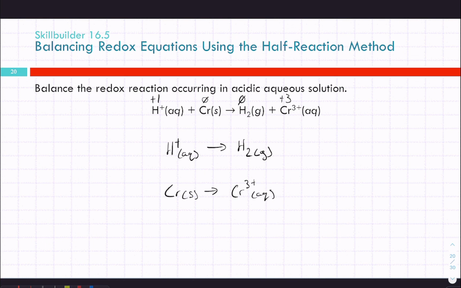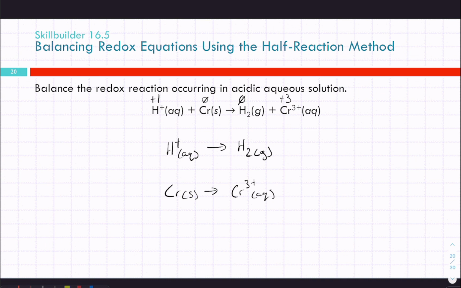Okay, so step 1 complete. Or actually, I think that's step 2. So our next step is to balance, if necessary, any oxygens first. Don't have any oxygens at all, don't need to balance those. Next, we balance hydrogens by adding H+.